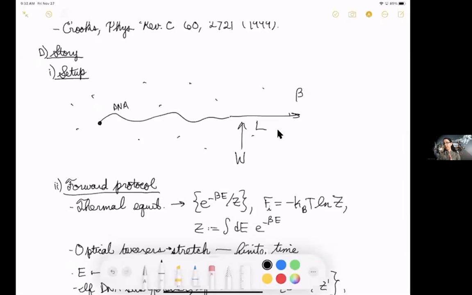If we are performing the reverse trial, we assume that the system starts in equilibrium, and then we let the DNA strand relax. Then we can remove the optical tweezers. After that point, if we want the system to get back to equilibrium so that it has an equilibrium free energy, F sub I, then we need to let the DNA strand sit around basically forever.